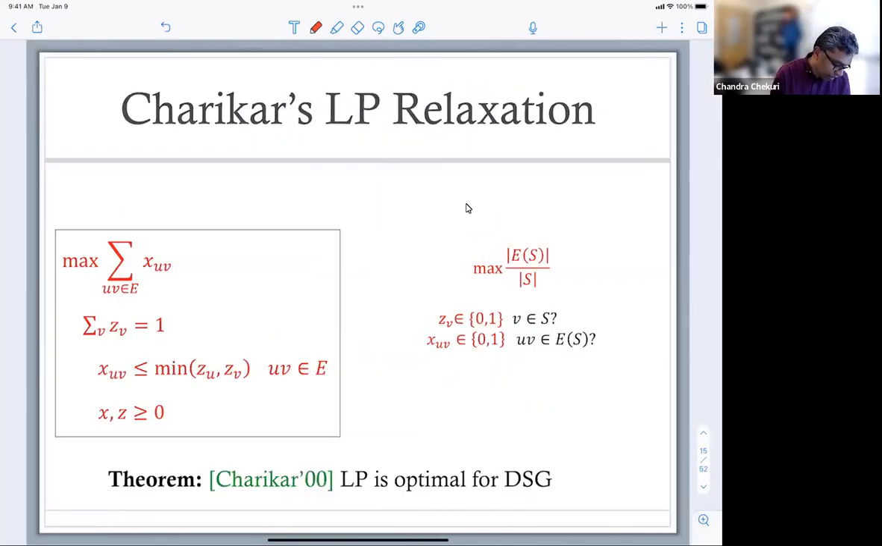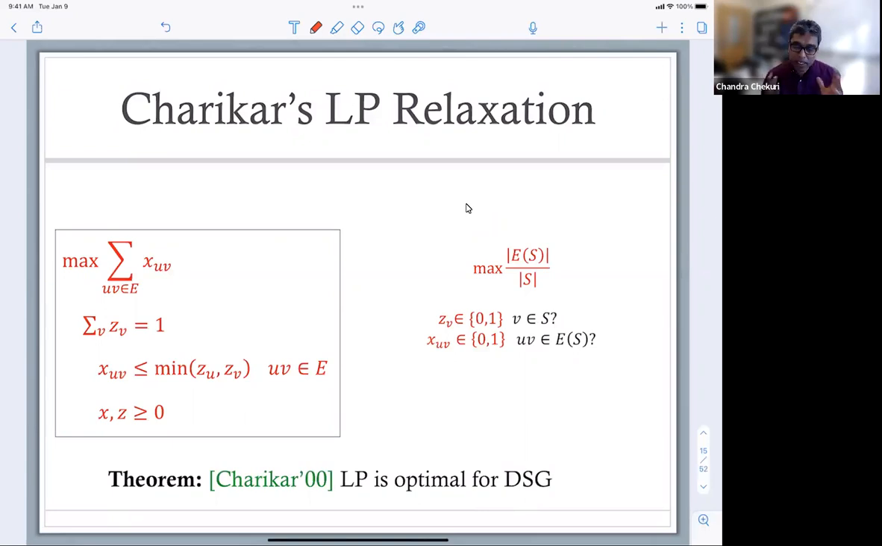Okay, so Charikar came up with an LP relaxation for the densest subgraph problem in 2000, and it's very simple, very nice and elegant. It showed that in fact this LP is an exact relaxation for the densest subgraph problem. So how did he do it? I want to maximize this function, which is a ratio function, E(S) divided by |S|.